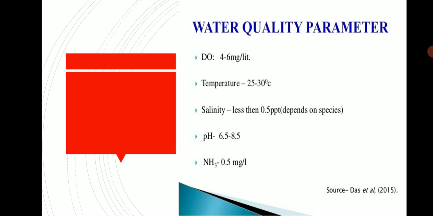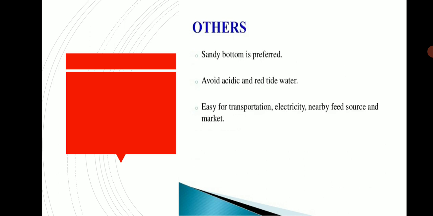Water quality parameters. Dissolved oxygen 4 to 6 mg per liter. Temperature 25 to 30 degrees Celsius. Salinity less than 0.5 ppt, depending on the species. pH 6.5 to 8.5. Ammonia NH3 less than 0.5 mg per liter.